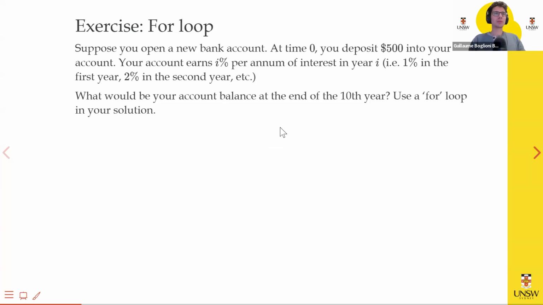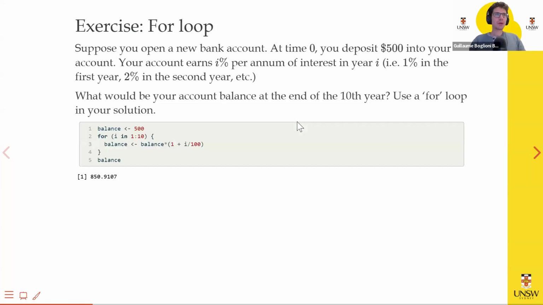Okay, so let's present the solution. It's very similar to the previous example. It's just that we have a multiplication instead of addition. So there's 10 years. So after I set my balance to 500, I can have a for loop that needs to run 10 times because I need to update balance 10 times. And here it's quite simple. The interest rate is just 1, 2, 3, 4, 5. So the vector I need is 1, 2, 3, 4, 5 up to 10.